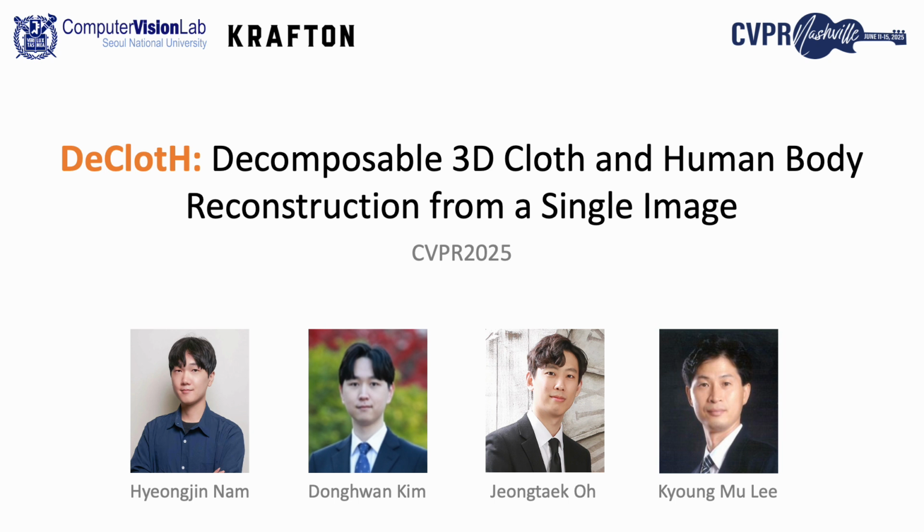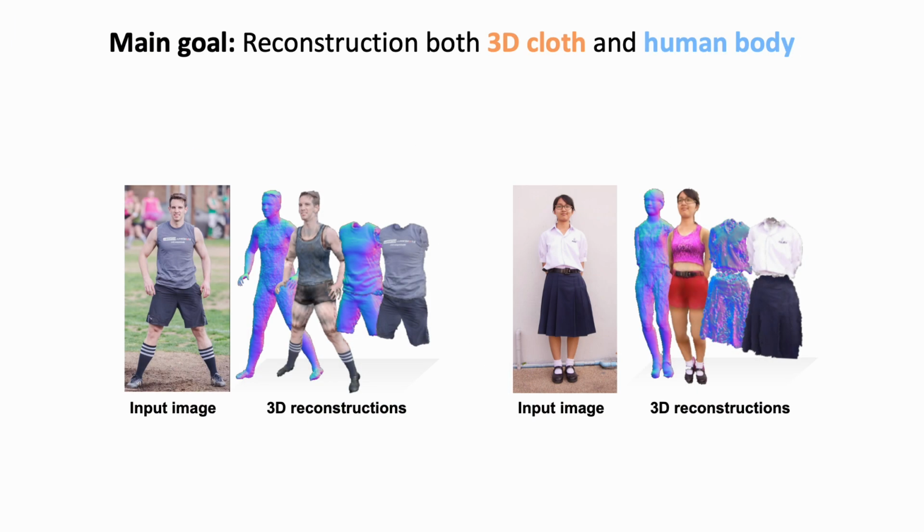I'd like to introduce our paper, DeClotH, Decomposable 3D Clothes and Human Body Reconstruction from a Single Image, which is published at CVPR 2025. Our main goal is to reconstruct both 3D clothes and human body from a single image. This task is very important for enabling 3D virtual try-on and 3D asset generation for game or animation industries.